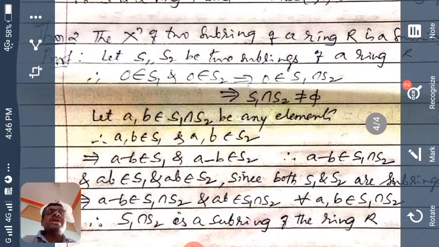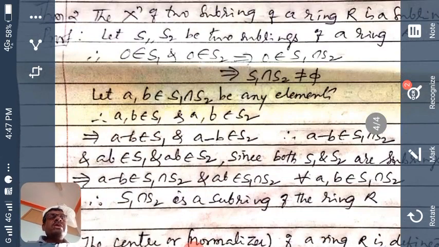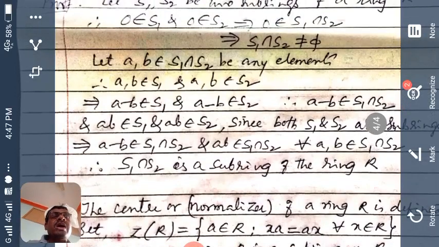Again, let us take A and B as any two elements such that A, B belong to one subring, say S1, and the same elements are in the other subring S2. Then their difference A minus B belongs to S1, and A minus B also belongs to S2. Combining them, A minus B belongs to S1 intersection S2. Similarly, the same elements under product give AB belongs to S1 and AB belongs to S2, since both S1 and S2 are subrings of R. It means both A minus B and AB belong to S1 intersection S2. It means S1 intersection S2 is a subring of the ring R.